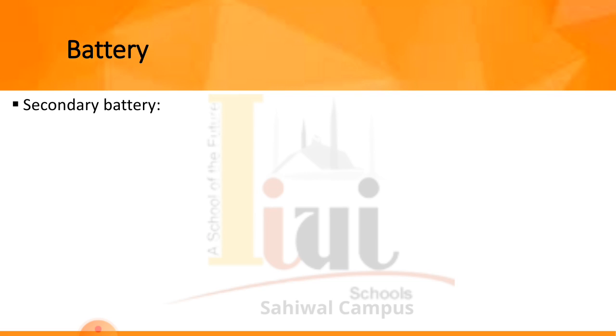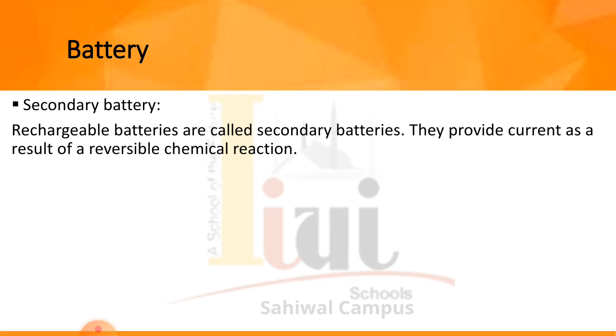The second type of battery is the secondary battery. Rechargeable batteries are called secondary batteries. These types of batteries are rechargeable as they run reversible chemical reactions. If the chemical reaction is reversible, it can change the product again into the reactant. So we can use the same chemical that was first used for the flow of current.